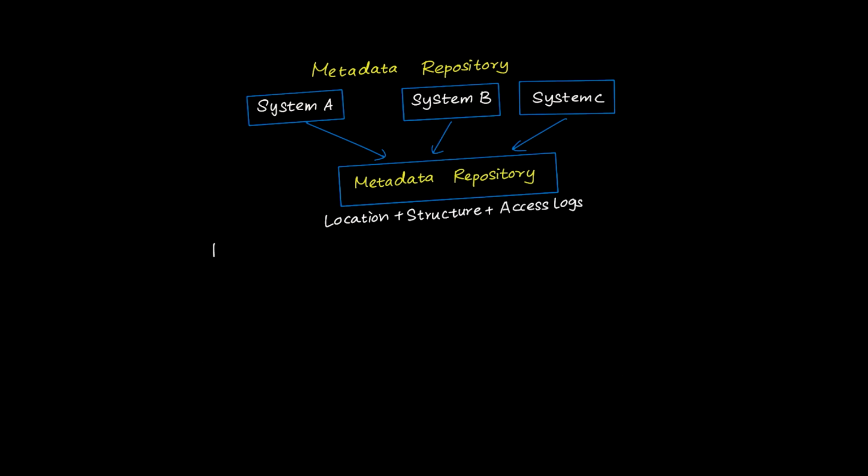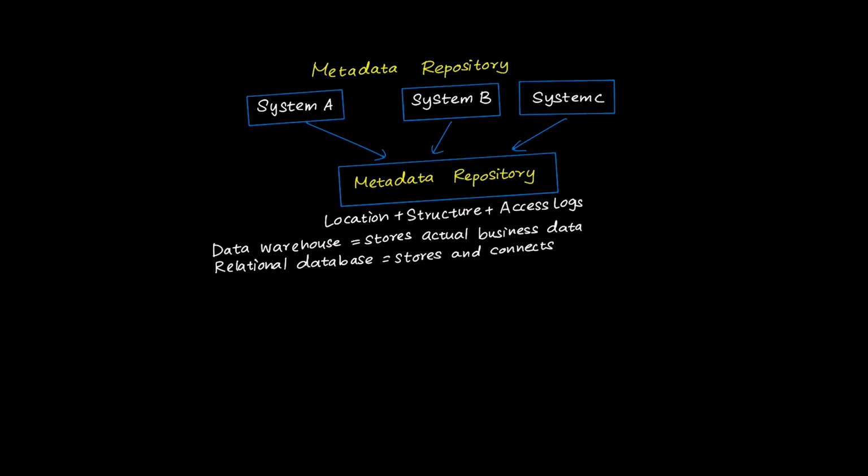They bring multiple sources together for analysis. A data warehouse stores large volumes of actual business data, not information about that data. A relational database holds data in connected tables, useful for storage and querying, but it's not a guide to finding data across systems. A CSV file is a simple file format for tabular data. It can't serve as a centralized reference tracking locations, structures, and access.